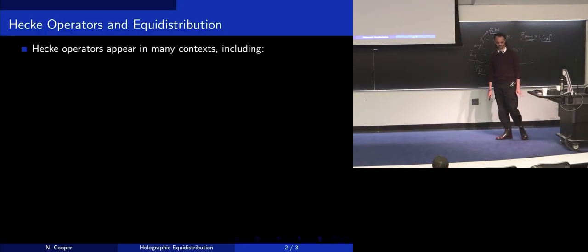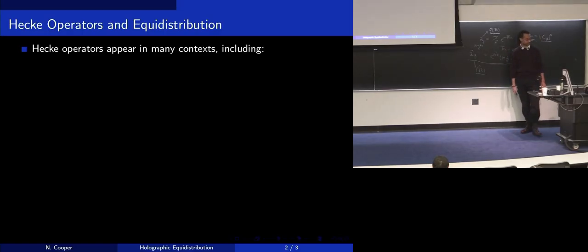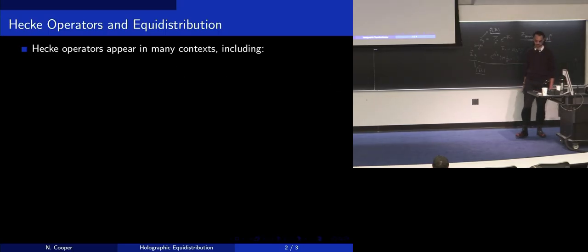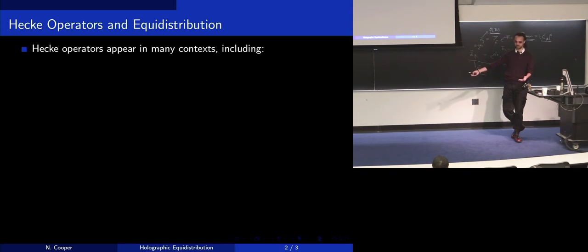So we're going to be concerned with these things called Hecke operators. They show up in 2D CFT in a bunch of different contexts. I'm mainly going to focus on a couple of examples. For that I should tell you a little bit about how they act. It takes a modular invariant function and maps it to another modular invariant function.